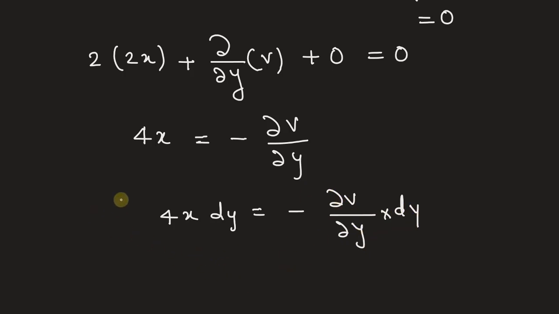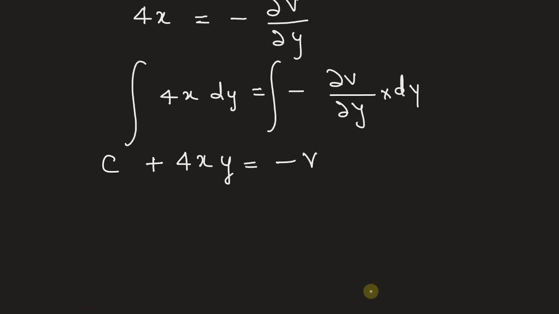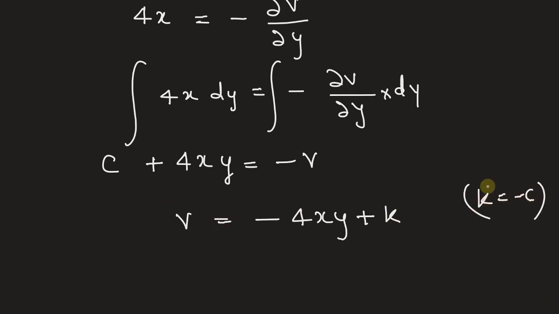Now we can integrate this equation. So integrating both sides, what we will get from here is 4xy, because we are integrating with respect to y. Now here we will get minus V plus a constant. Now let's rearrange this equation. So rearranging, V is equal to minus 4xy plus k. Now k is some constant from this equation, so you can just use c here as well, because we actually don't know the value of the constant.